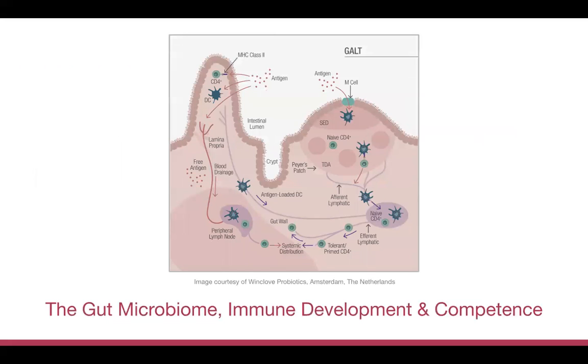The gut microbiome, immune development, and competence, specifically GALT, or that gut-associated lymphoid tissue. 70% of the human immune system resides in the gut. The main components of this are the lamina propria, the mesenteric lymph nodes, the intraepithelial lymph nodes, and the lymphoid follicles, which include Peyer's patches.